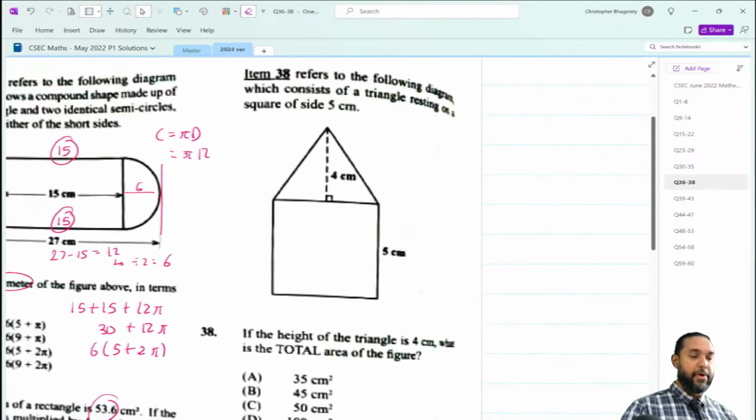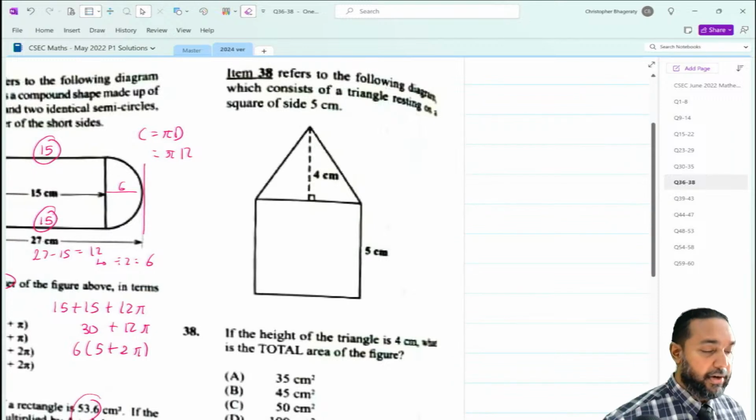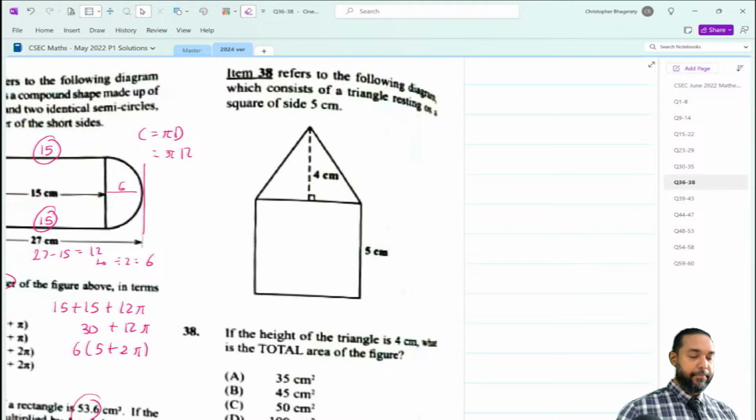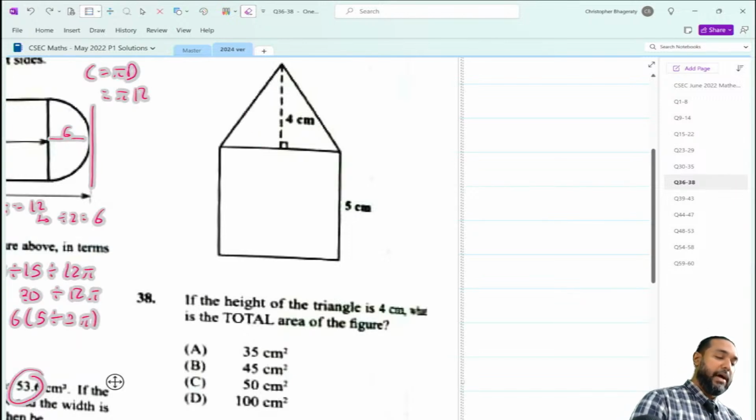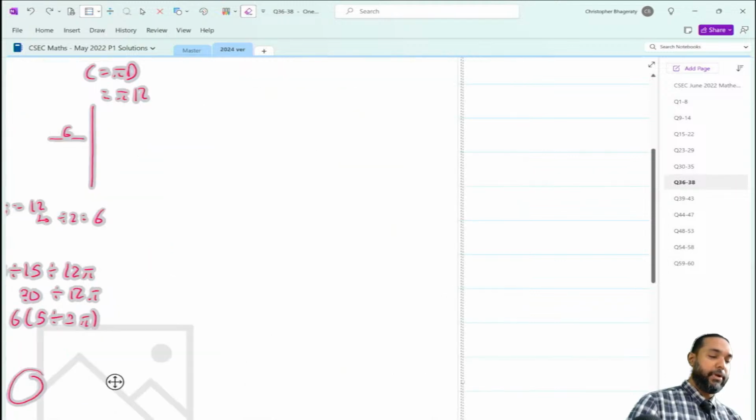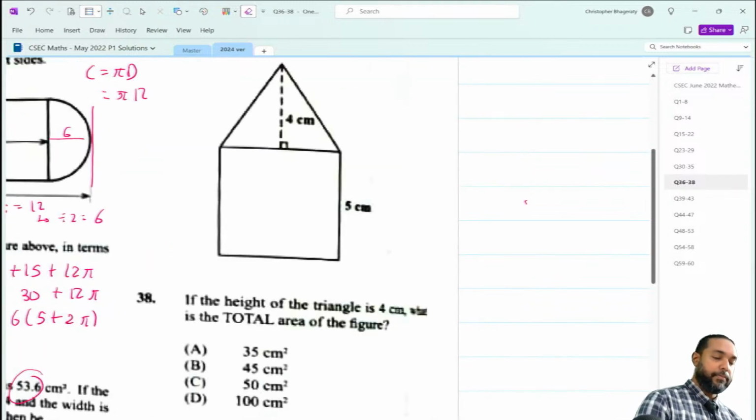Right, item 38 for diagram. Right, so wait, we made this one already, right? A triangle resting on a square of side 5. If the height of the triangle is 4 centimeters, what's the total area? The total area is the area of the triangle add the area of the square. Okay, how do you find area of a square, folks? Side by side, right? And the side here is 5. So it's 5 multiplied by 5, which is equal to 25.